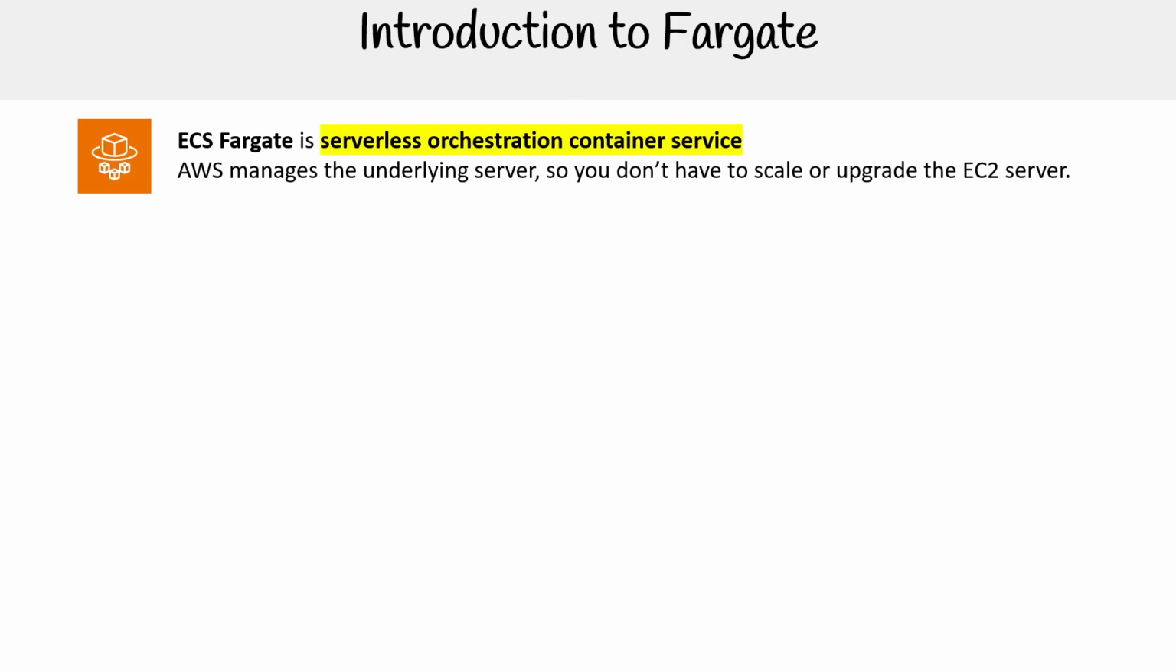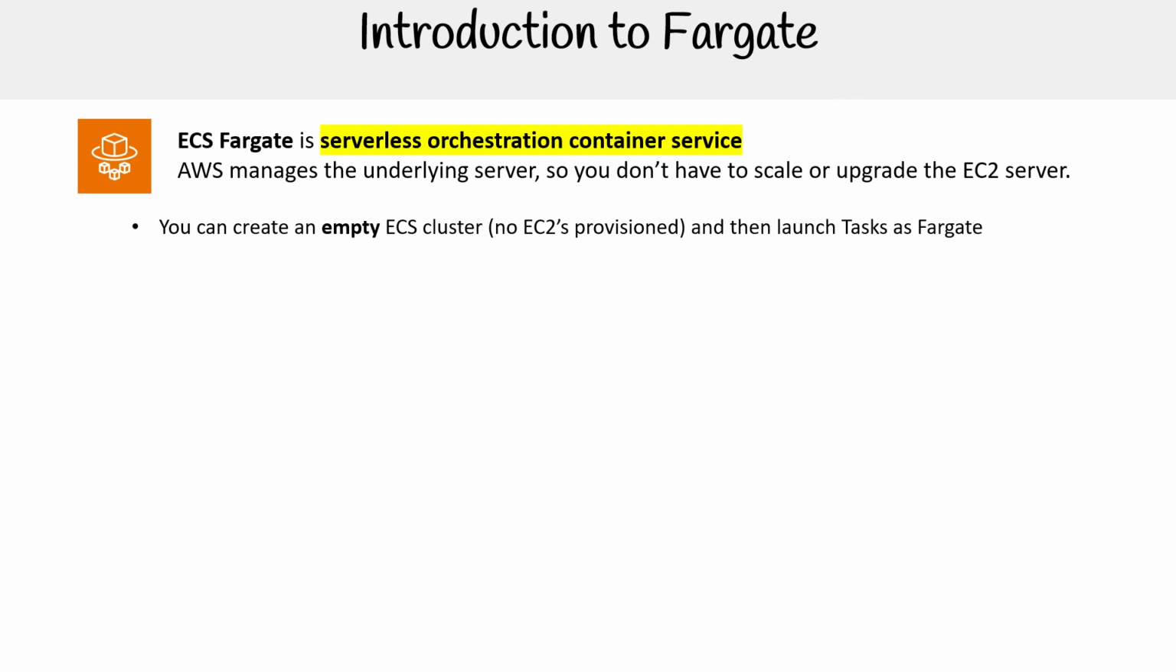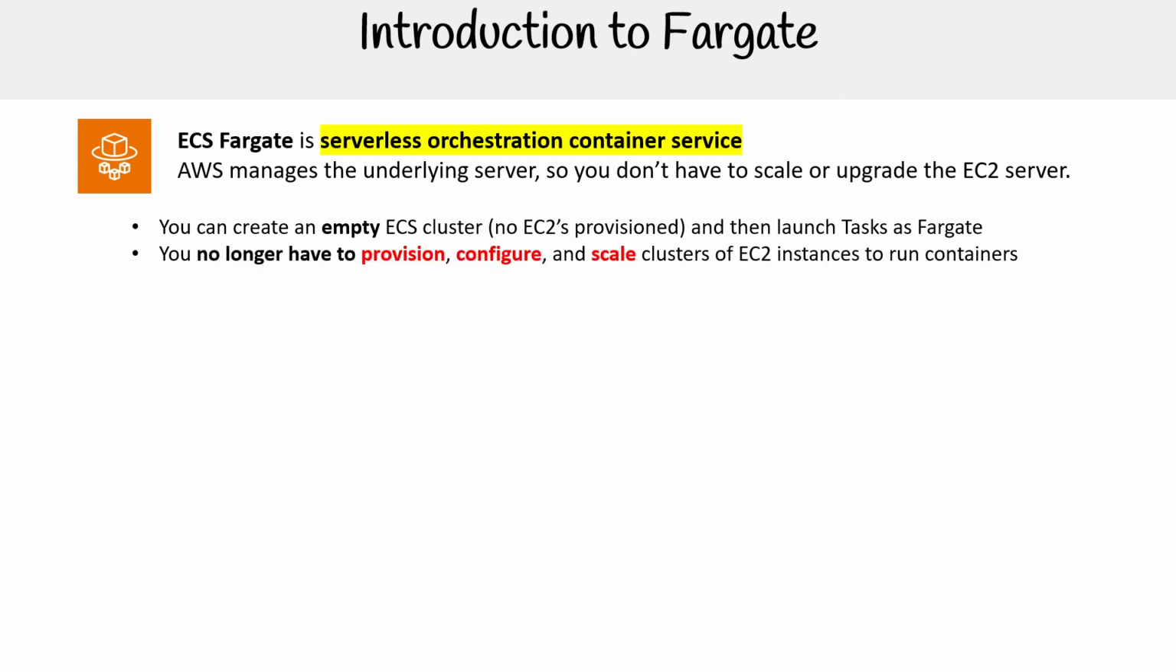ECS Fargate is a serverless orchestration container service, and the idea here is that AWS manages the underlying servers, so you don't have to scale or upgrade the EC2 servers. If you create an empty ECS cluster, so you don't provision any EC2 underneath, then you can go ahead and launch tasks and services under Fargate. You no longer have to provision, configure, and scale clusters of EC2 instances to run containers.